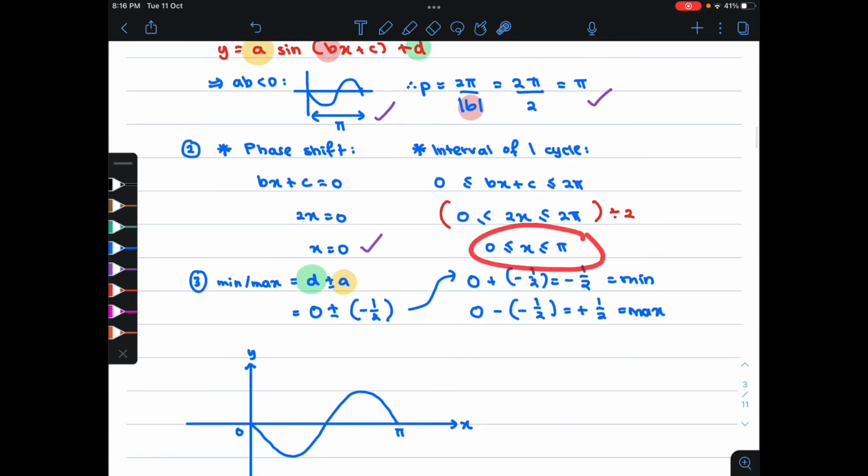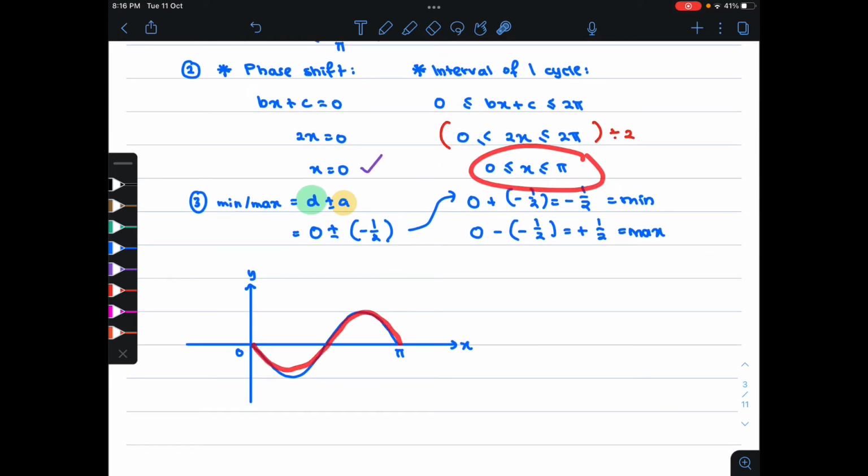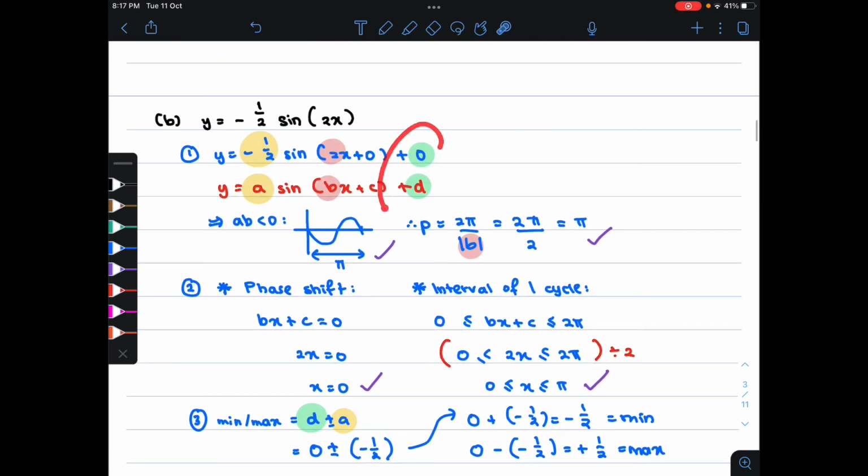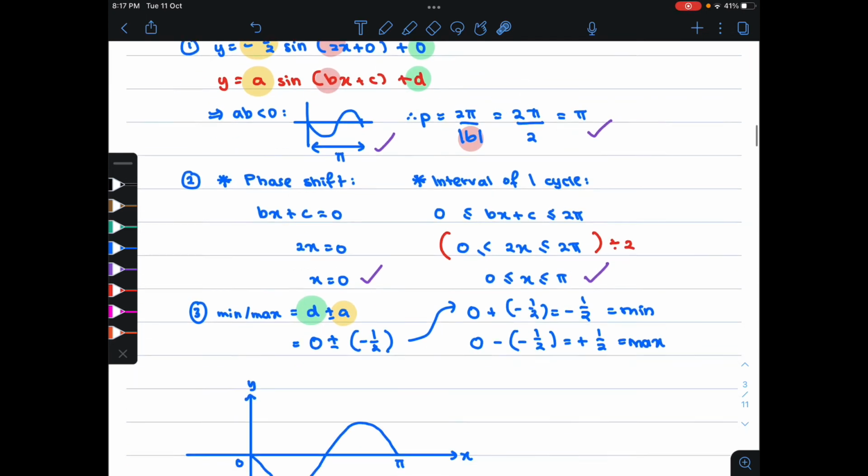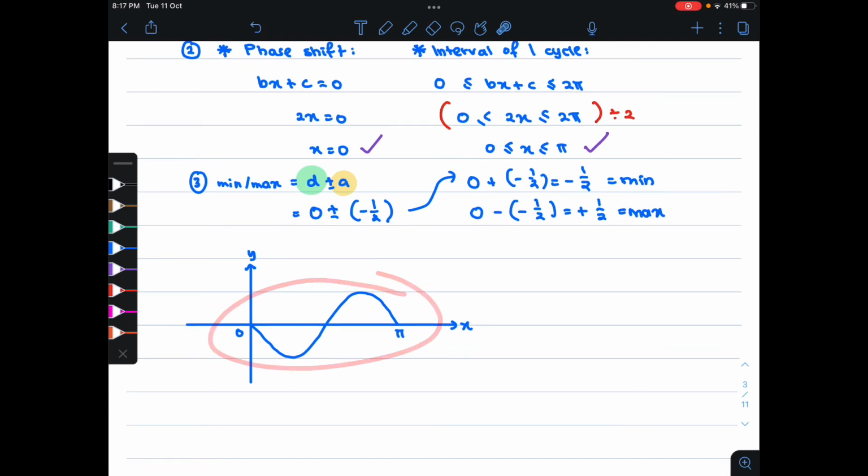Next is the interval. For one full cycle, you need to know where it starts and where it ends. So we already have the interval of one cycle, which is 0 and pi. Okay, so before we do the minimum and maximum point, we need to shift our graph first. And here we can see that D is 0. So this means that there is no shifting upward or downward. So your graph stays the same here, right? And hence, you can continue drawing your graph.